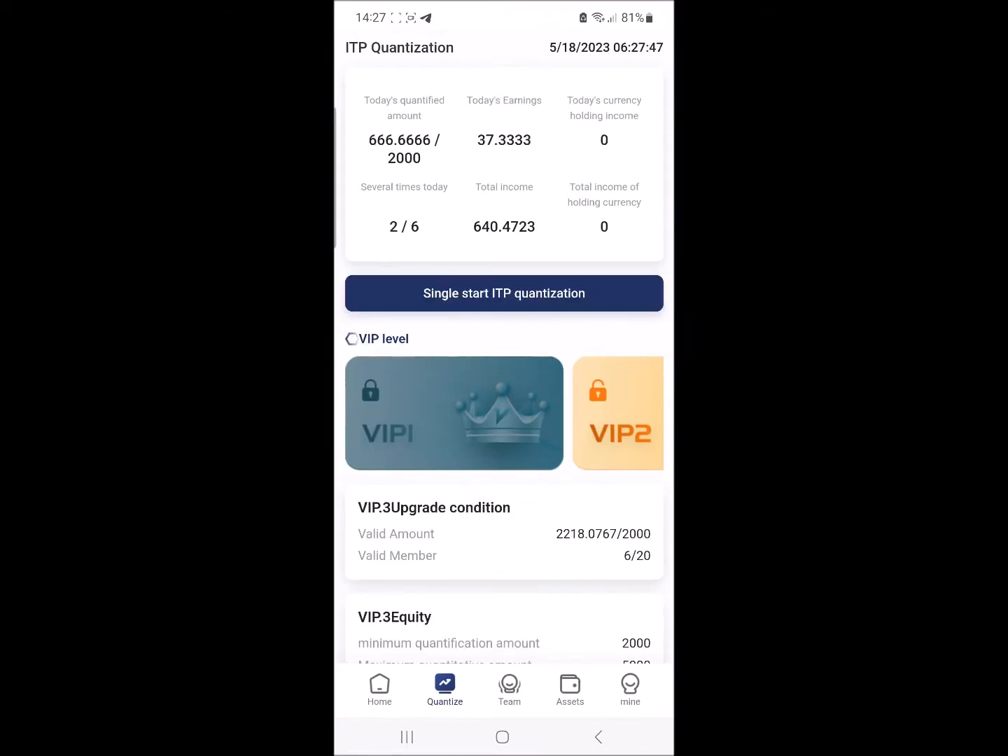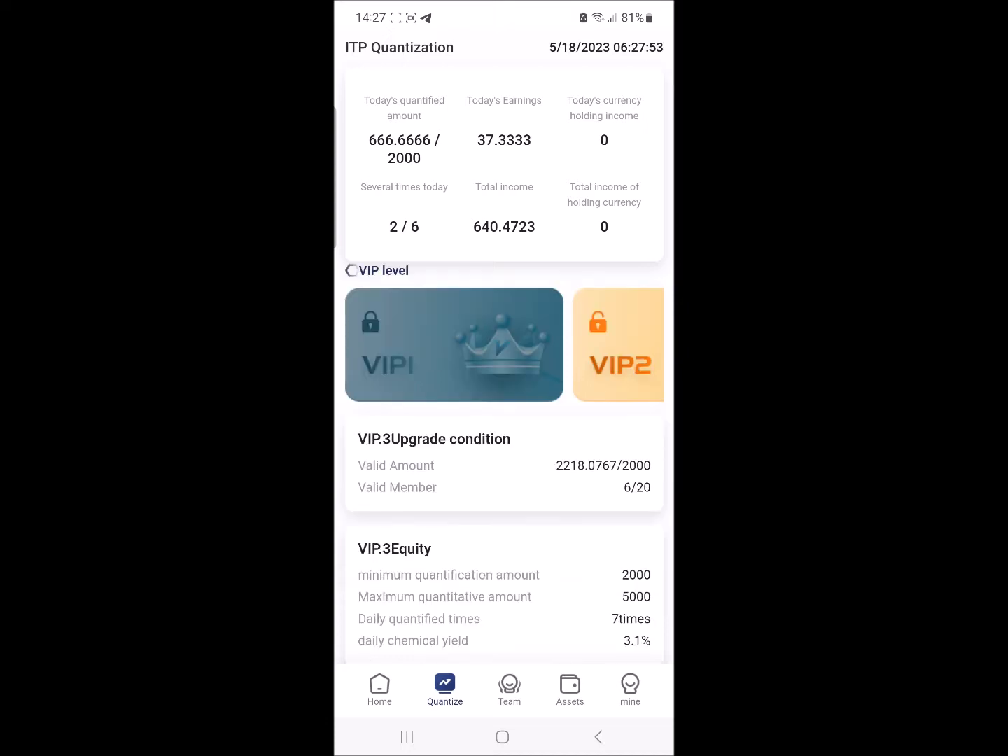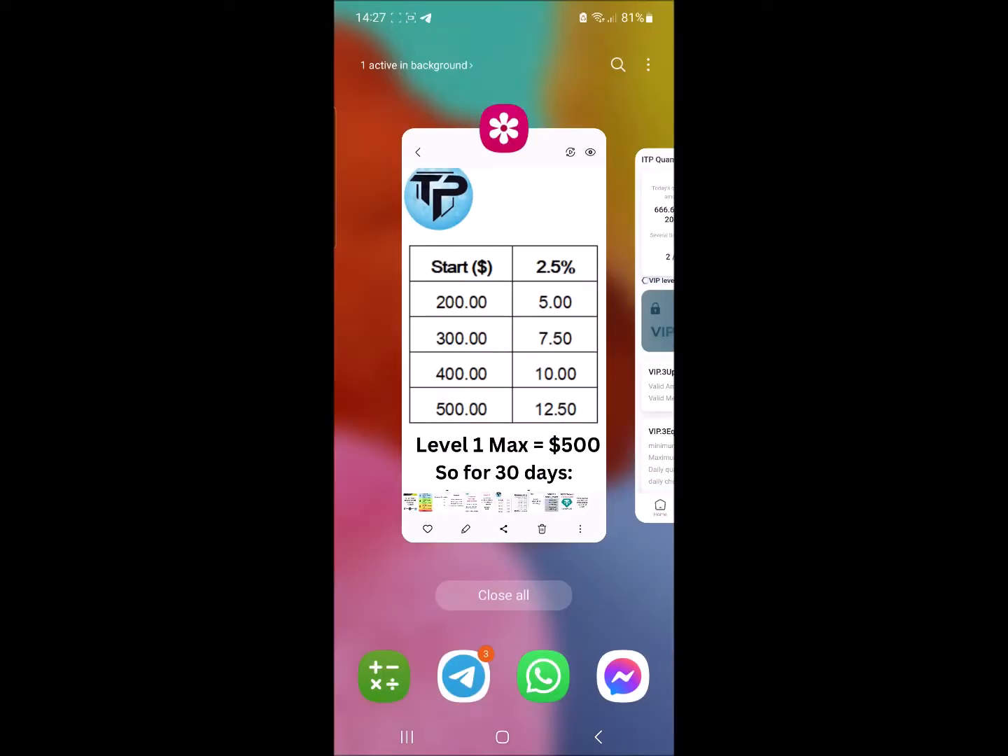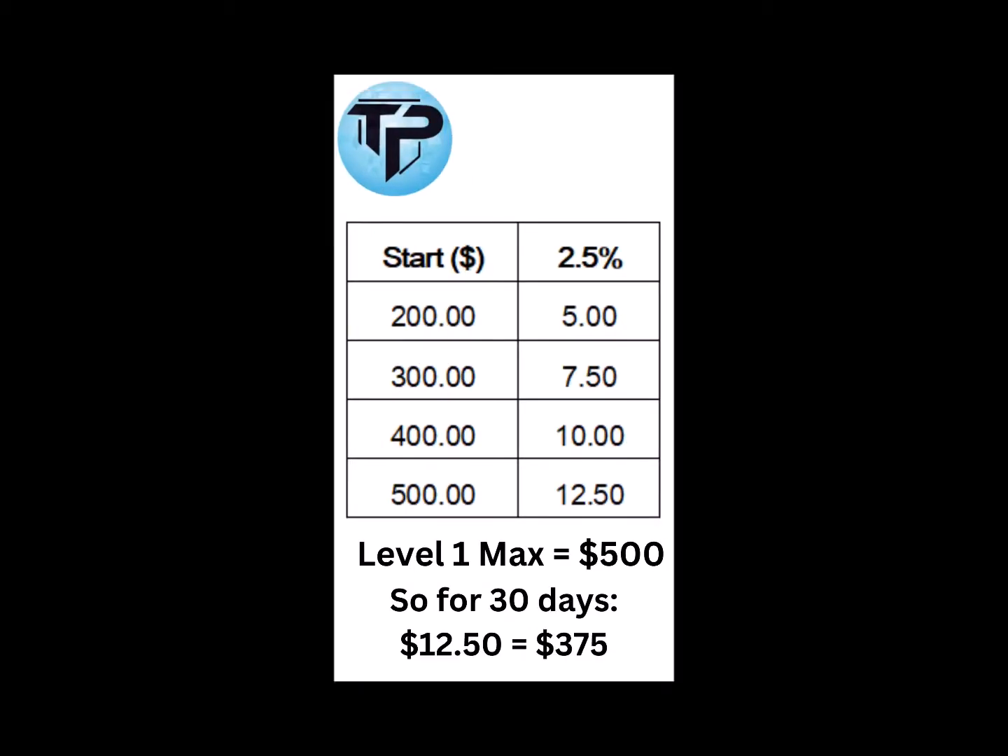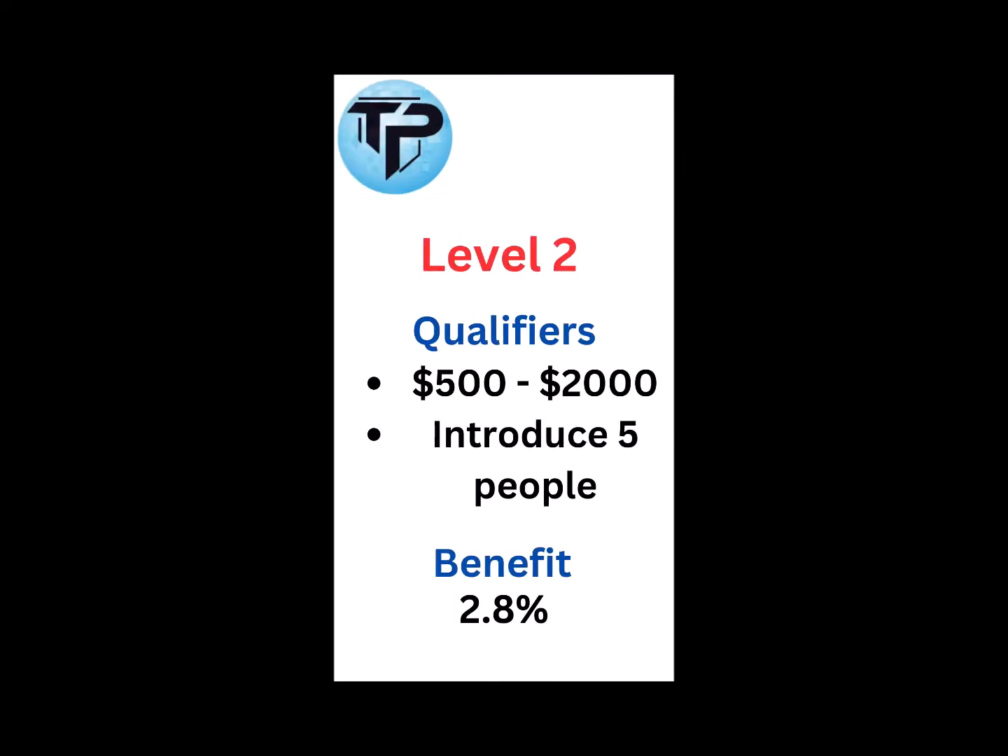Okay, now we've gone up to $37 and I've still got 2 trades left. So again, I'm going to press that button, leave it trading in the background. Go back to our little presentation here. So maximum we can earn on level 1 for 30 days is $375.